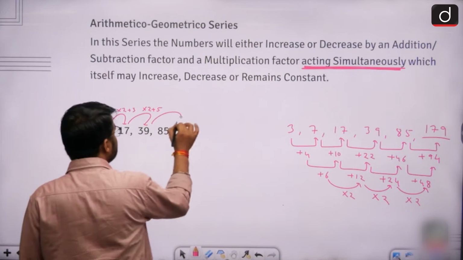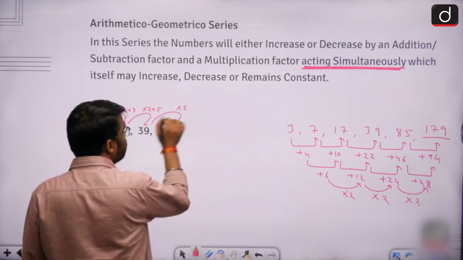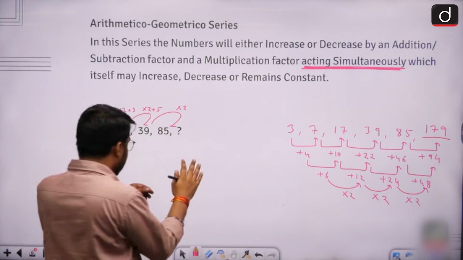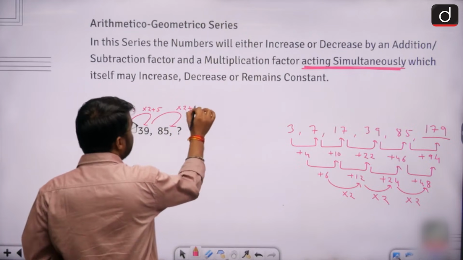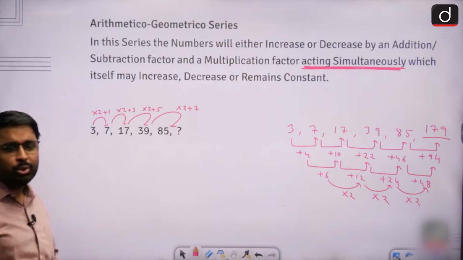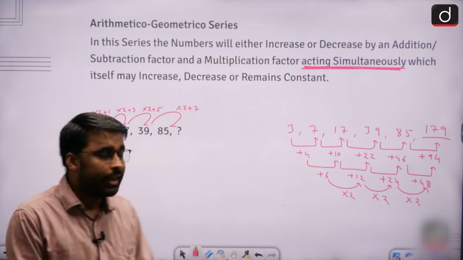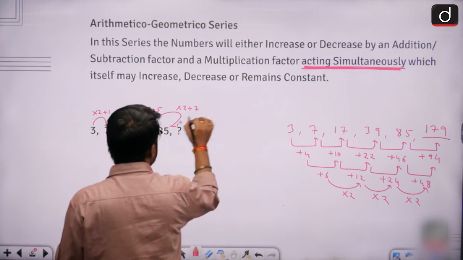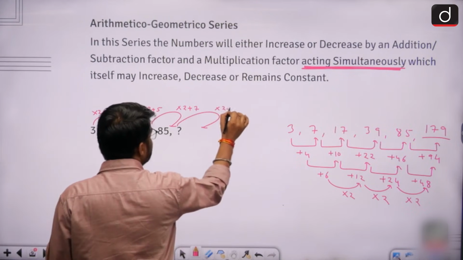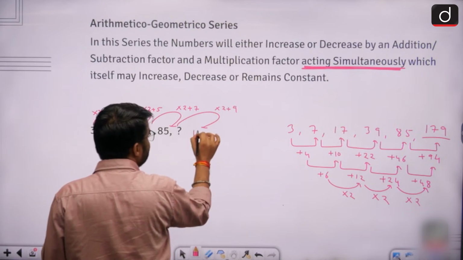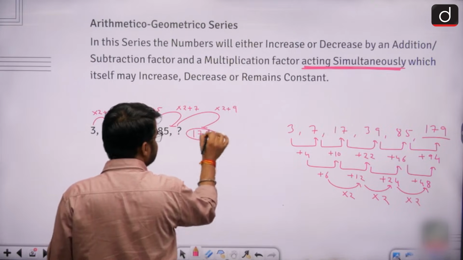So my addition factor is increasing with 2, but my multiplication factor is constant. Suppose if this continues, then next it should be into 2, multiplication will remain constant and addition factor will increase with 2, so into 2 plus 7. Now 39 into 2 is 78 plus 7 it is 85, right? So continuing with that, next time it should be into 2 plus 9. 85 into 2 is 170 plus 9 is 179.